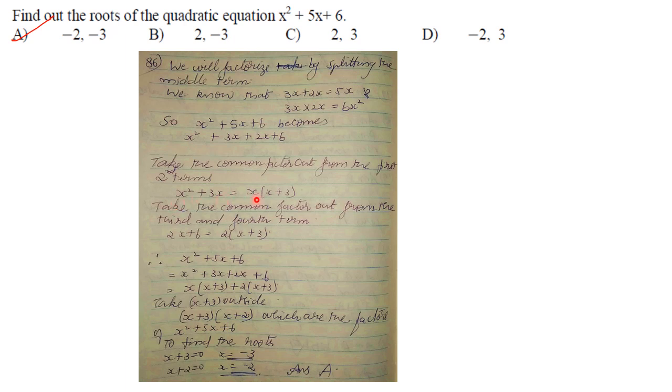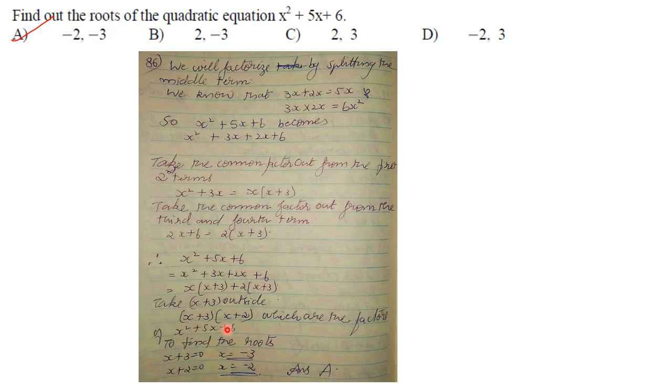So x square plus 3x is equal to x into (x plus 3). Now take the common factor out from the third and fourth term. So that is 2x plus 6. This is the third and fourth term, and x square plus 3x is the first and the second term. So that will give you 2 into (x plus 3). Then you can write x into (x plus 3) plus 2 into (x plus 3). Now x plus 3 is common, so you take it out, you will get (x plus 3) and (x plus 2), which are the factors of x square plus 5x plus 6.